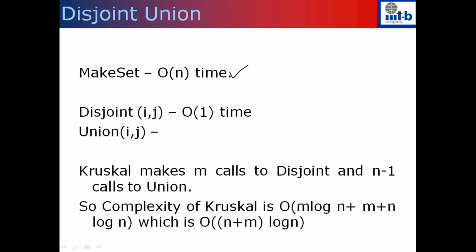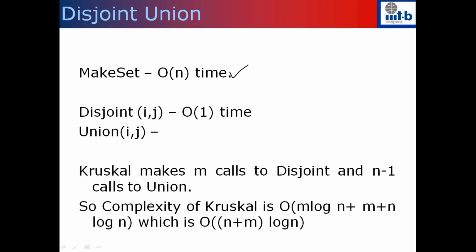So the disjoint operation is easy now. This will take only order one time because I have to just look at the color of CFI with the color of CFG. But the union, we have said that if you do n unions, the total complexity of this algorithm is n log n.